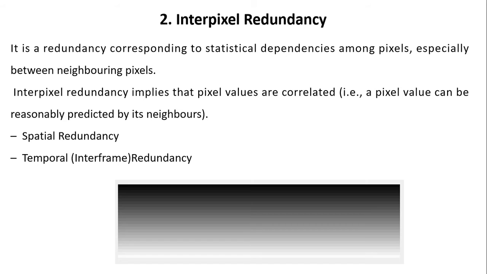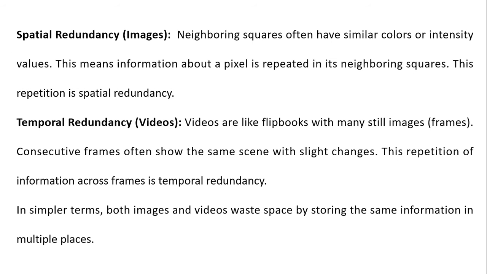So two types are there: in an image, spatial redundancy, and in videos, temporal or interframe redundancy. Spatial redundancy, which is present in an image: neighboring squares often have similar colors or intensity values. This means information about a pixel is represented in its neighboring squares. This repetition is called spatial redundancy.